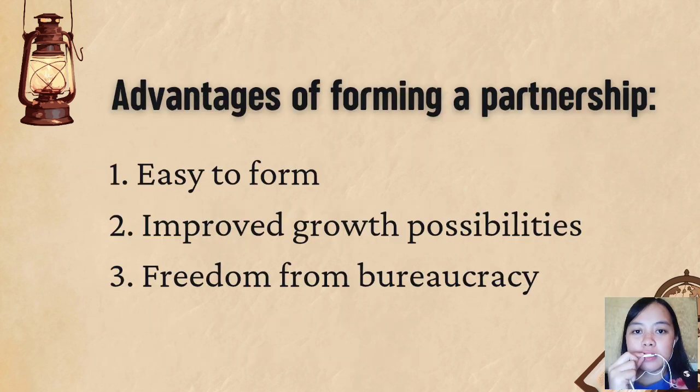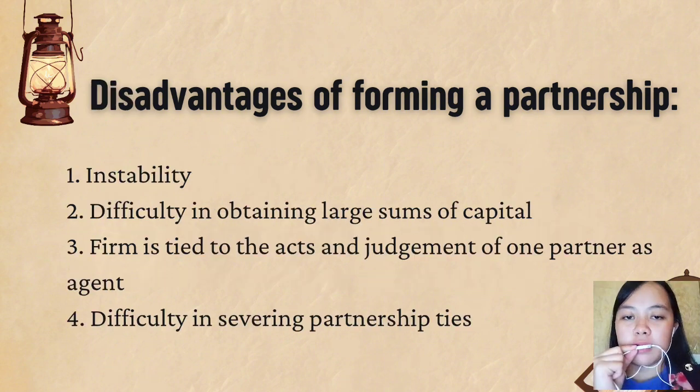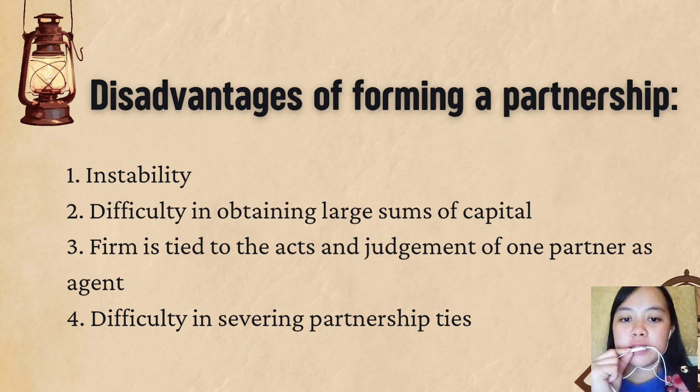Next are the advantages of forming a partnership. First, easy to form. Second, improved growth possibilities. Third, freedom from bureaucracy. Next are the disadvantages of forming a partnership. First is instability. Second, difficulty in obtaining large sums of capital. Third, the firm is tied to the acts and judgment of one partner as agent. Last is difficulty in severing partnership ties.